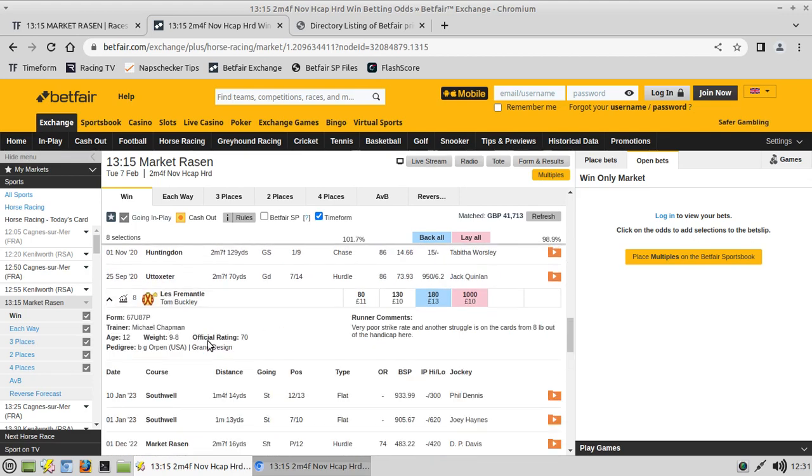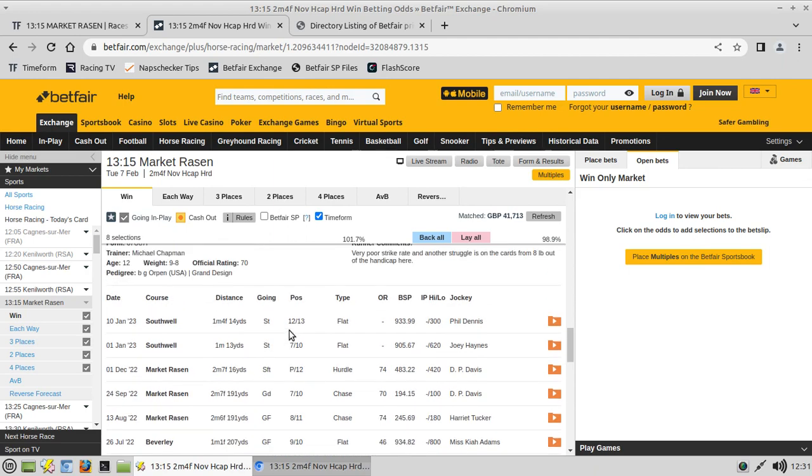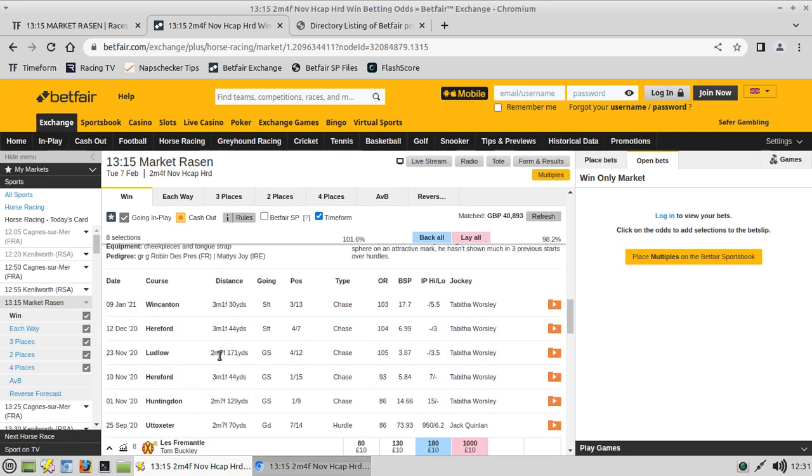And then finally, Les Fremantle. Again, although the runs are recent, its odds are really, really high, and it hasn't come in significantly in most of them. So that's a no as well.